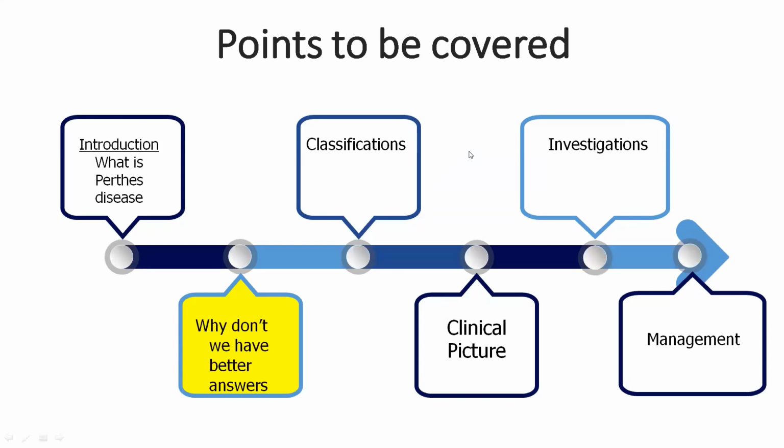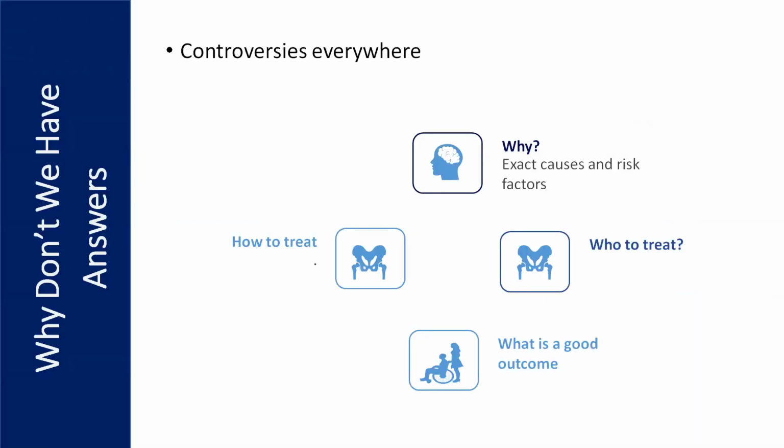Right, so why don't we have better answers for Perthes disease? Why is it that there are controversies everywhere? When we think of the cause of Perthes disease, it's still controversial. The risk factors are controversial. We still don't know who exactly to treat, or what stages. For every study that suggests something, there's another study that suggests something else. We don't know the best methods for treatment. It's still controversial. Every few years, new methods develop, and we want to know what is a good outcome to determine in Perthes disease.